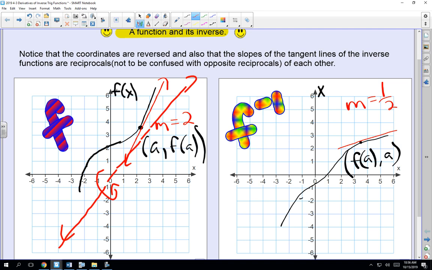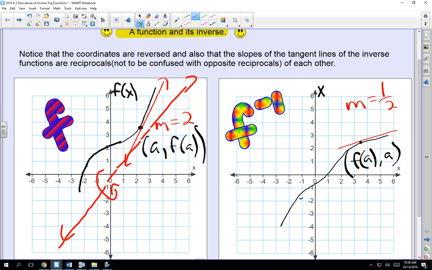If I find the derivative at f(a), right here I'm at about 2 point something, 3 point something, so what I have to do is switch those two. So here I'm at 3 point something, 2 point something. The derivative of f inverse is found not at the same point as f's derivative, but at the (y, x) point, so you have to switch those. So right here, the slope is 1/2. You can see that they are definitely not opposite reciprocals, but they are always going to be reciprocals.